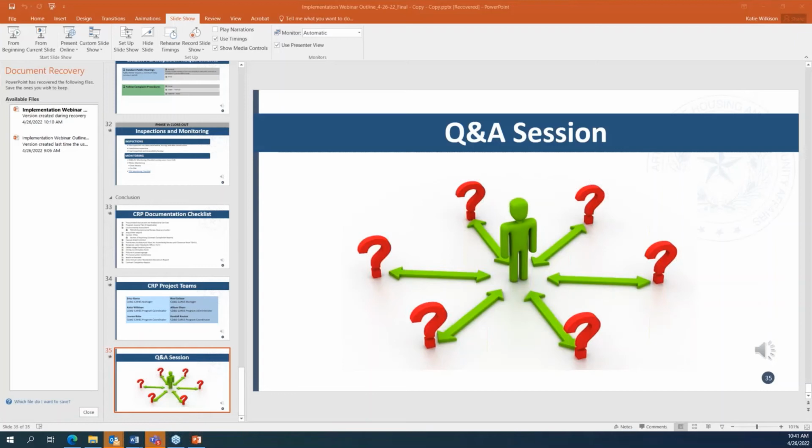This next question, closeout, is the 45-day period the end date of the construction contract or the end date of the grant agreement? The grant agreement.